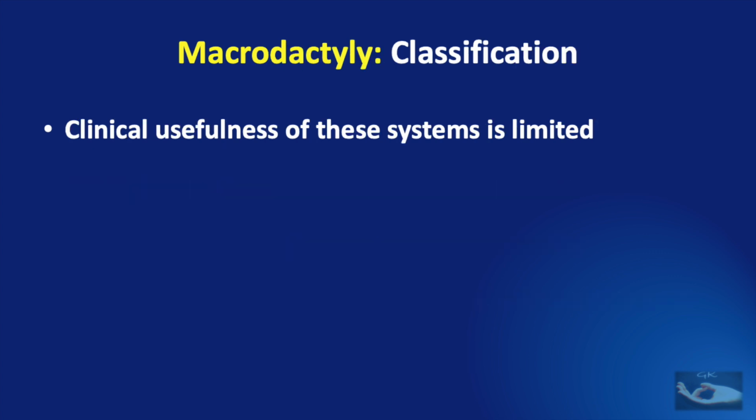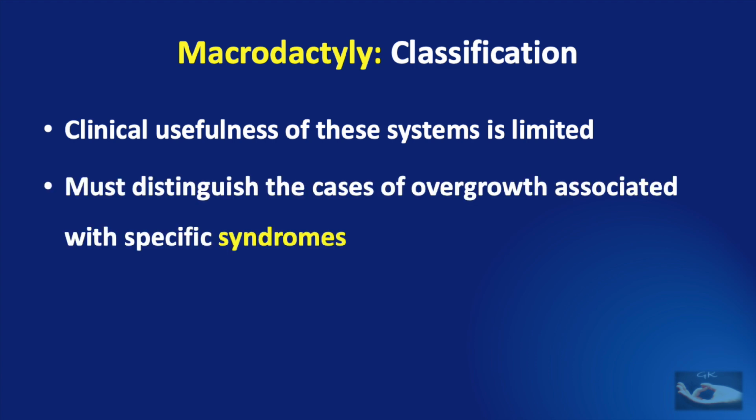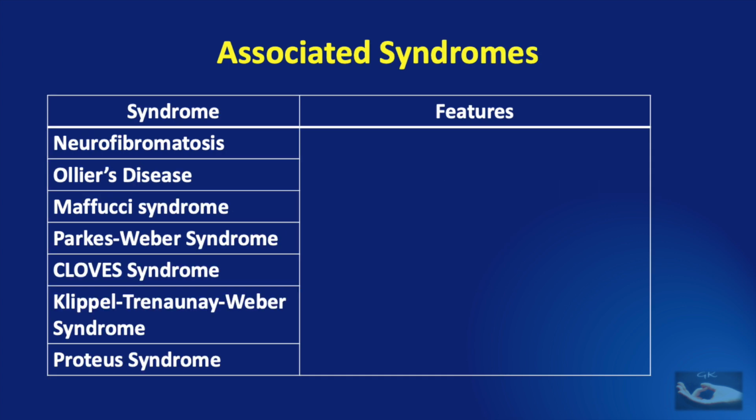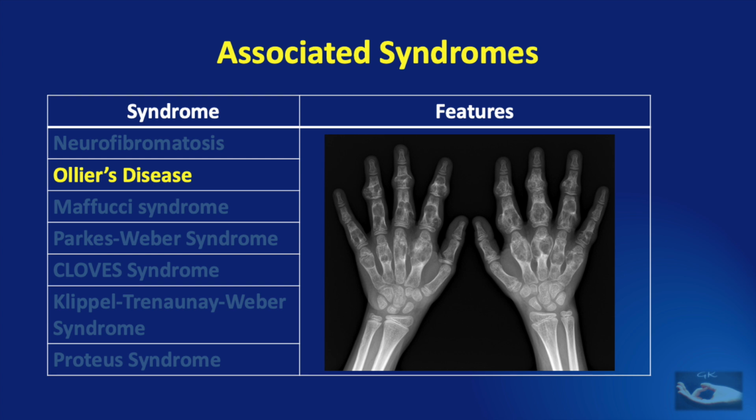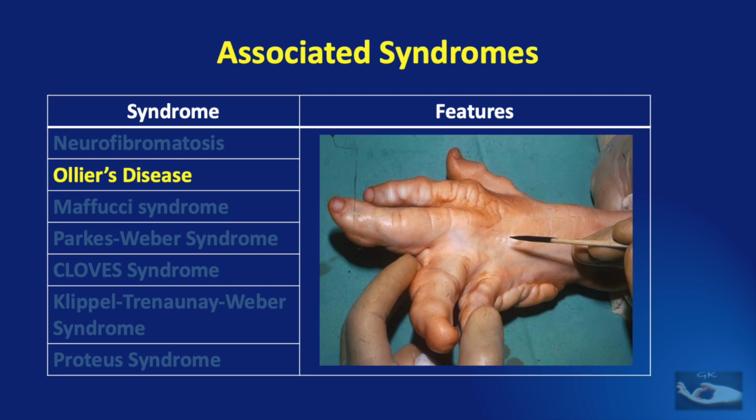But generally, the clinical usefulness of these systems is limited. The most important thing is to distinguish the cases of overgrowth associated with specific syndromes. Let us see some of the syndromes associated with macrodactyly and their distinguishing features. In neurofibromatosis, we'll find cafe au lait spots, skin pigmentation, multiple neurofibromas, sometimes pedunculated skin lesions and ocular lesions. In Ollier's disease, we will find multiple enchondromas.